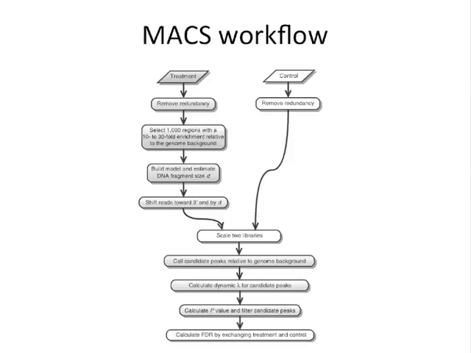You then scale the two libraries together and call candidate peaks relative to the background. You calculate the dynamic lambda for the candidate peaks. We'll talk about that a little bit more, but that's basically adjusting the background per position to better calculate peaks. You will then calculate a p-value for your candidate peaks and determine the false discovery rate.